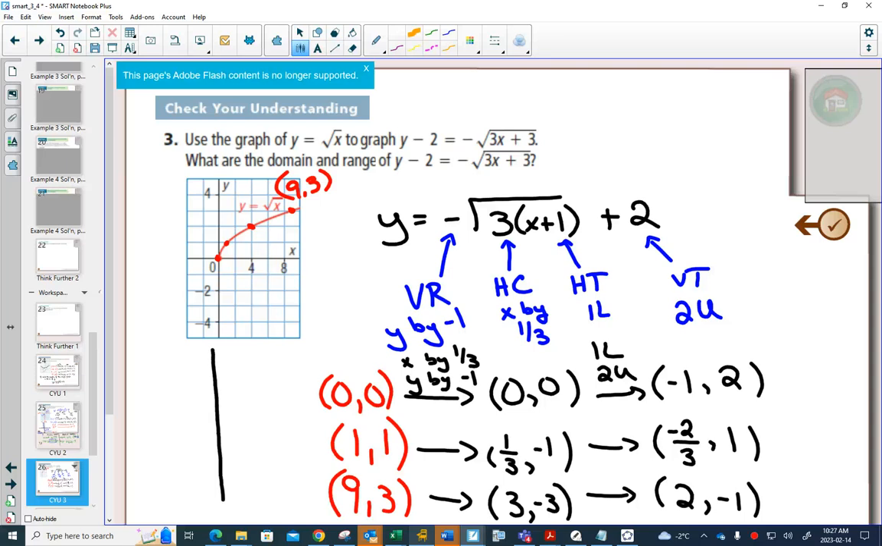And graph it off to the side again so that our original graph is not too busy. We're going to have the point negative 1, 2. Negative 2/3, 1. And 2, negative.